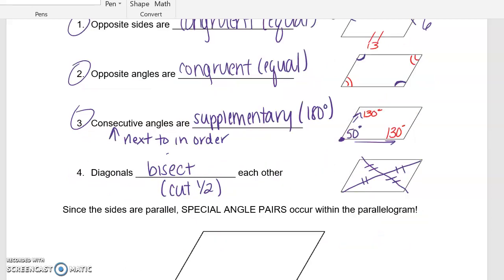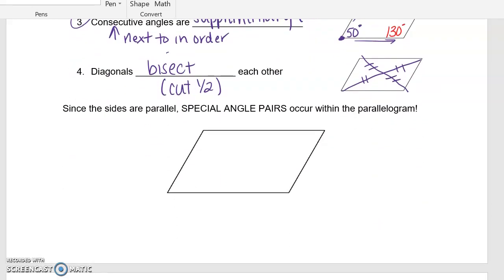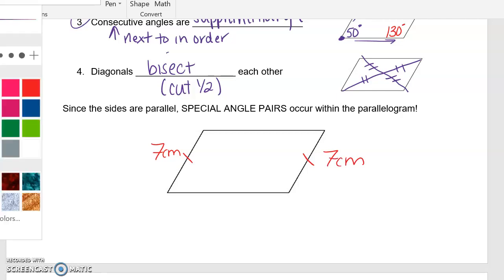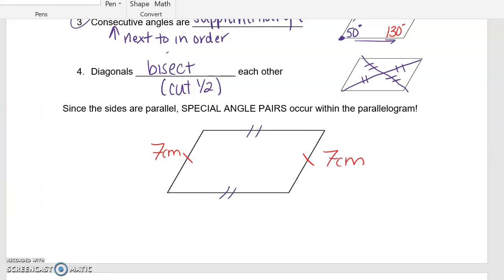All right, so all in all, let's just combine everything that we learned. We learned in a parallelogram that opposite sides are congruent. So if this side was 7 centimeters, your right side is 7 centimeters. Same for the long sides. I'm going to use 2 tick marks. So if my top side is 15 centimeters, my bottom side is 15 centimeters.